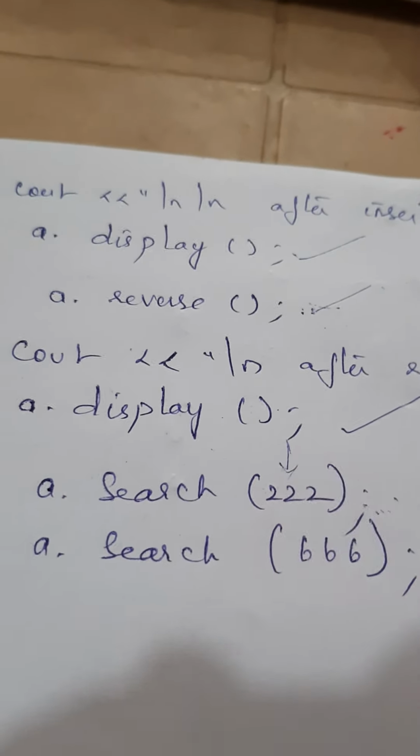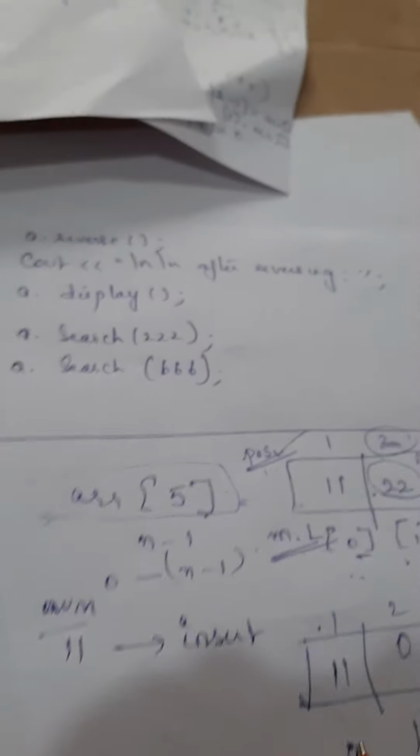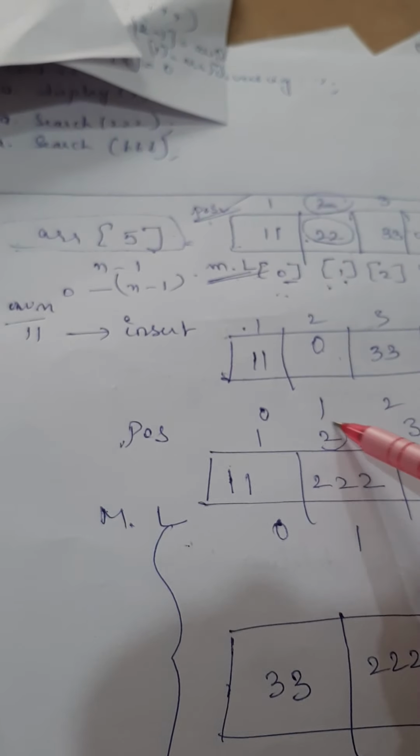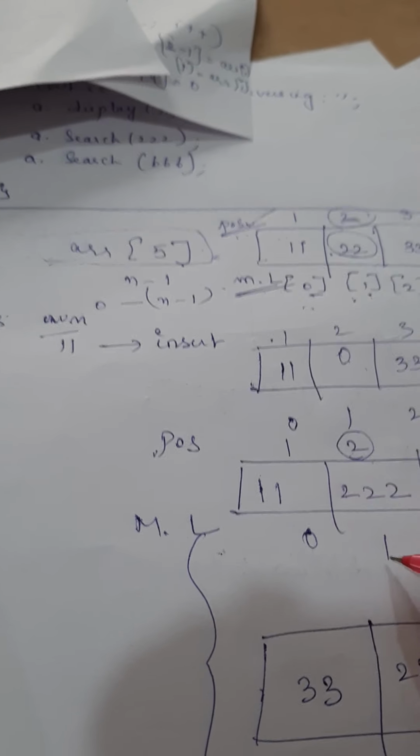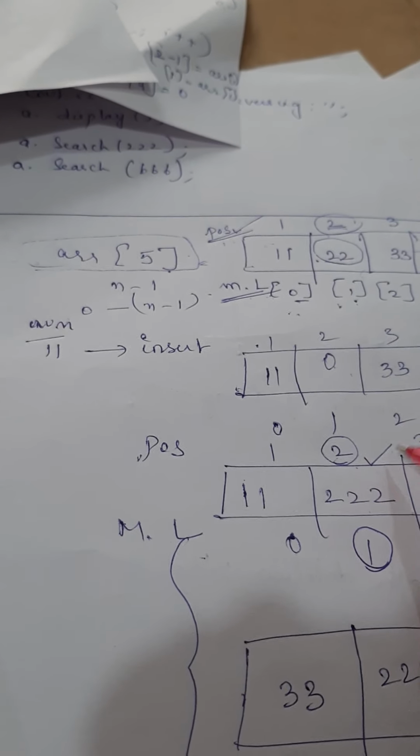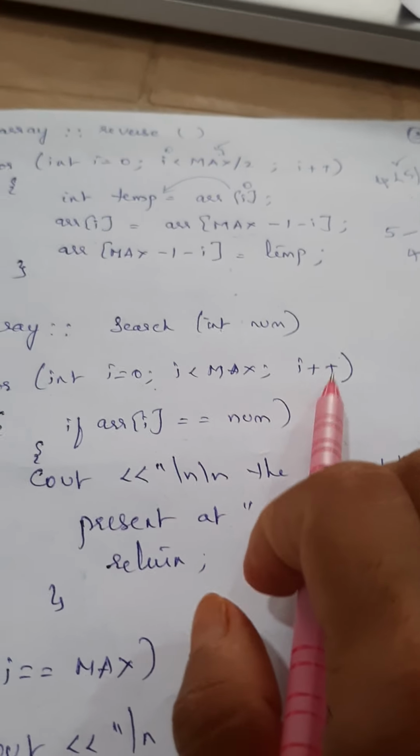Search element 222. Now where is element 222 present? Now you are not going to take the deleted and the reversed elements. You will go with the new array. So here in the new array, what is there? 222 is present at the second position. So you have to print either the memory location or the position of that particular element. What you are doing here is you will enter into the search function: int I is equal to 0, I less than max, I plus plus.